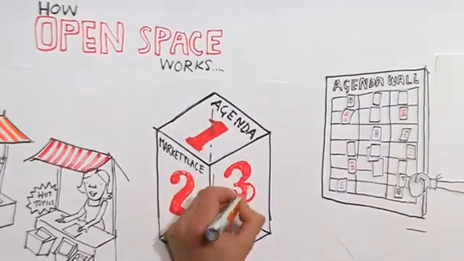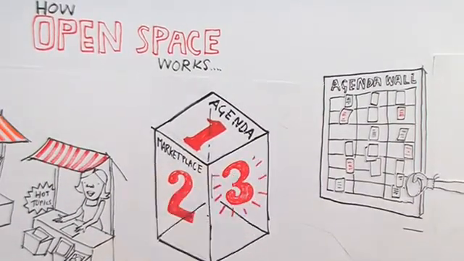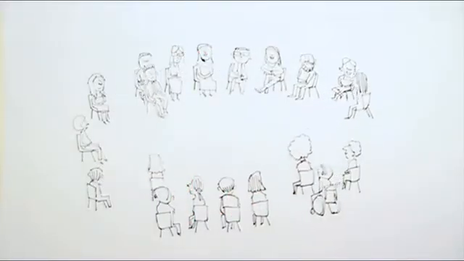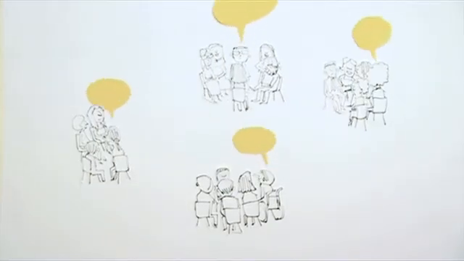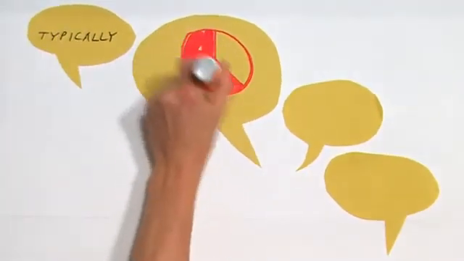The third part of OpenSpace is really the main bit, and that's where the bulk of the time is as well, and that's just people participating in small group sessions, exploring the stuff that matters most to us. And so typically in an OpenSpace event, the sessions take up 2/3 of the time.